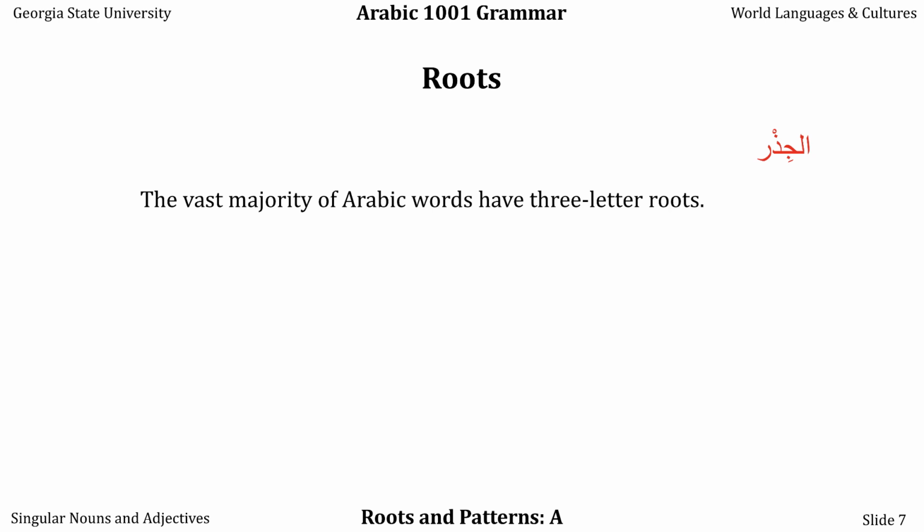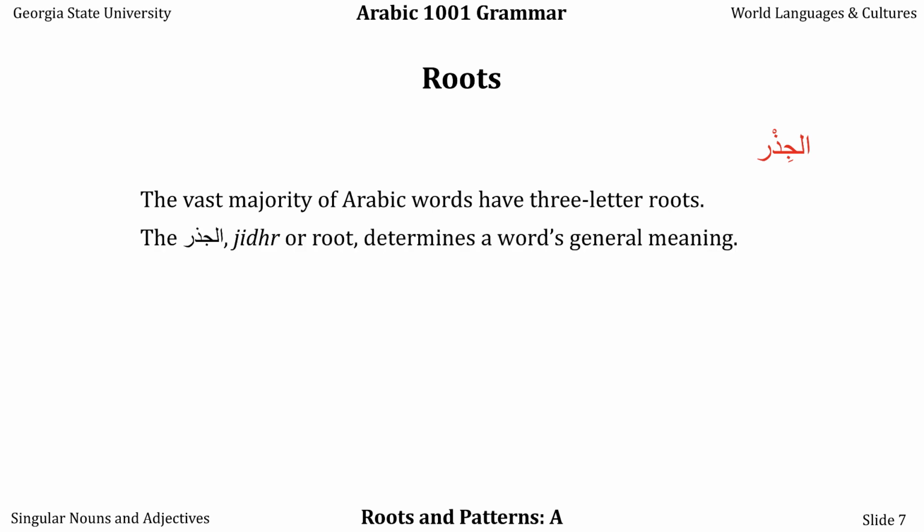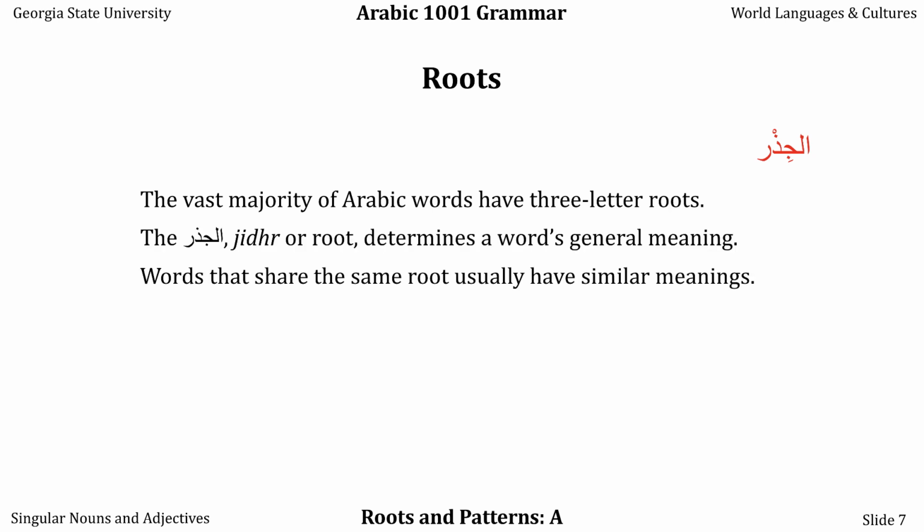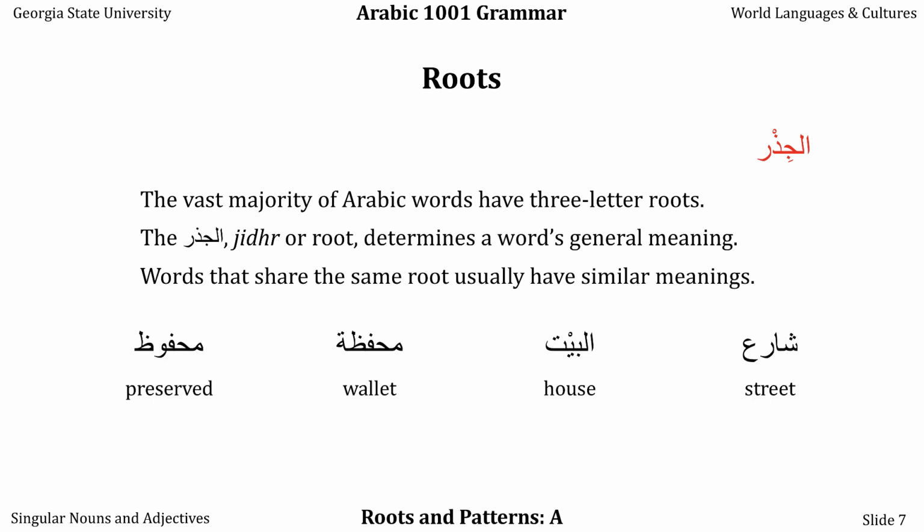Al-jidr is the Arabic word for root. It literally means root, like the root of a tree. The vast majority of Arabic words have three-letter roots, and the jidr determines a word's general meaning. Words that share the same root usually have similar meanings, though as you master Arabic, you will come to realize there are a number of exceptions. Let's see if you can find the roots for these words.